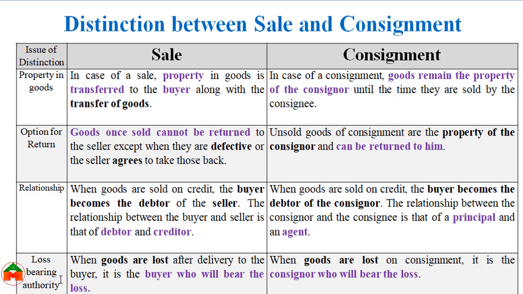If we consider the loss bearing authority, we can see that when goods are lost after delivery to the buyer, it is the buyer who should take the responsibility of the loss. I mean, the buyer will bear the loss. On the other hand, when goods are lost on consignment, it is the consignor. Here, consignor means the producer or manufacturer. The producer or manufacturer or the principal should bear the loss.